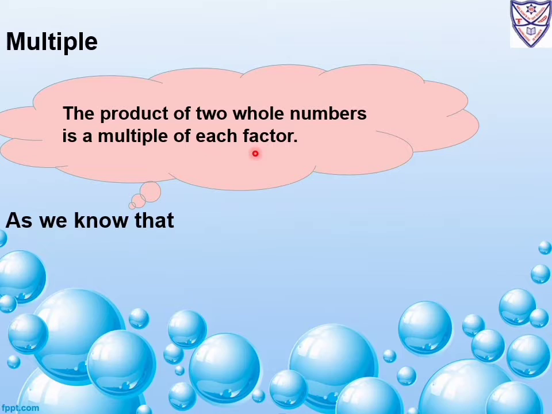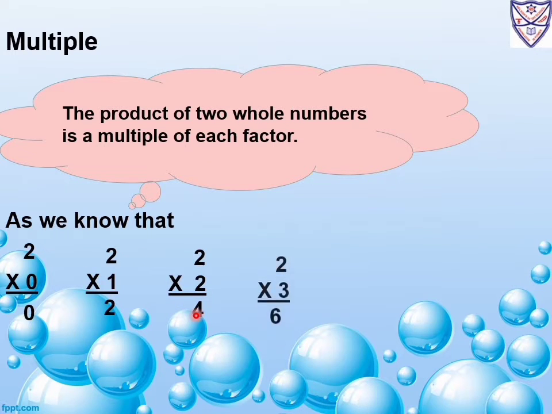As we know, 2 multiplied by 0 gives 0. 2 multiplied by 1 gives 2. 2 multiplied by 2 gives 4. 2 multiplied by 3 gives 6. 2 multiplied by 4 gives 8. 2 multiplied by 5 gives 10. So see here, 2 is the product, and 2 and 1 are factors.